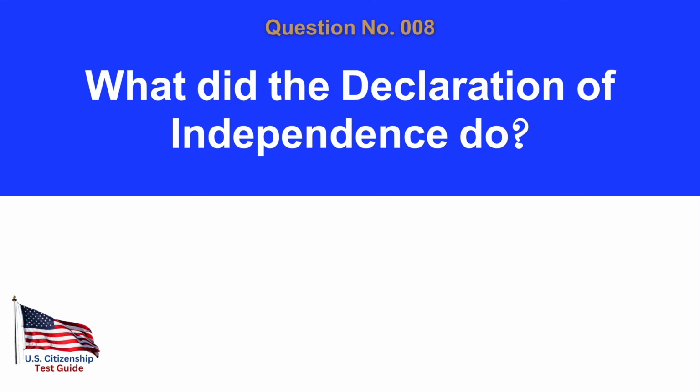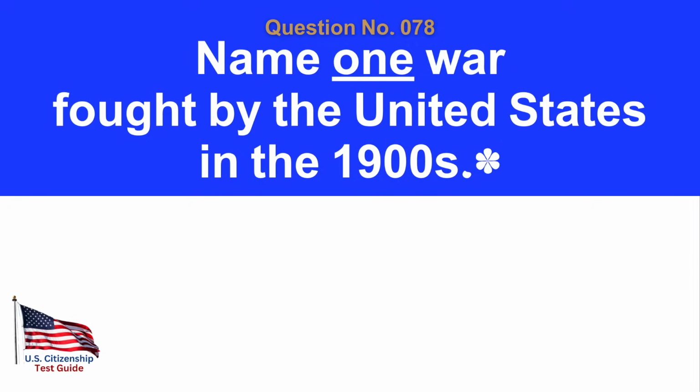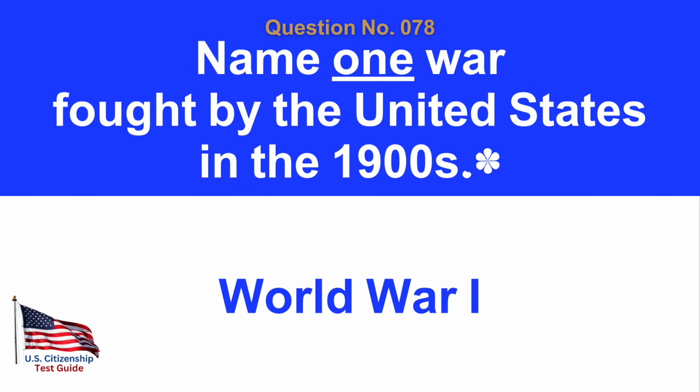What did the Declaration of Independence do? Announced our independence from Great Britain. Name one war fought by the United States in the 1900s. World War I.